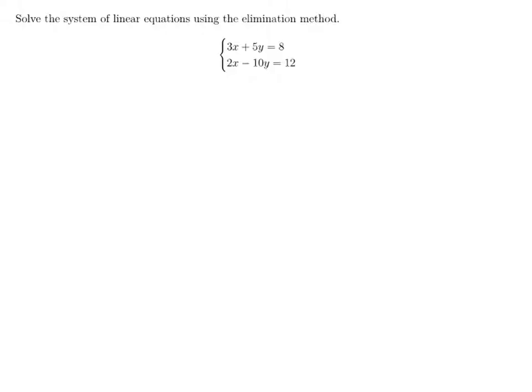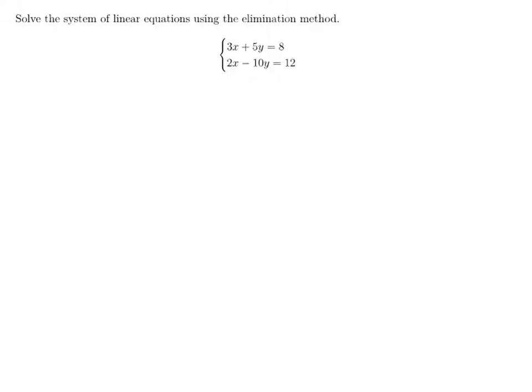In this video, we're going to solve the system of linear equations using the elimination method. And the system we're going to solve is given by 3x plus 5y equals 8 and 2x minus 10y equals 12. To start, we want to look at the coefficients on each of our variables. With x, we have a coefficient of positive 3 and a coefficient of positive 2. With y, we have a coefficient of positive 5 and a coefficient of negative 10.